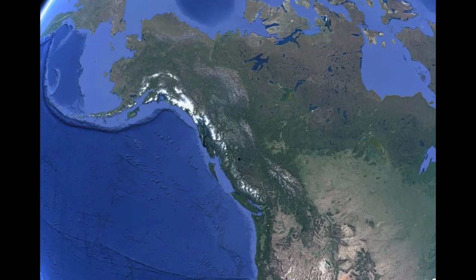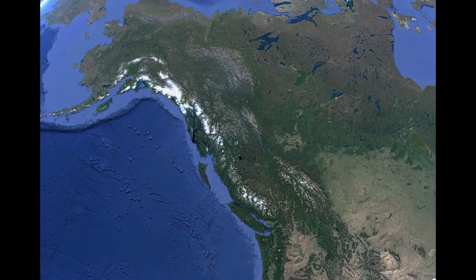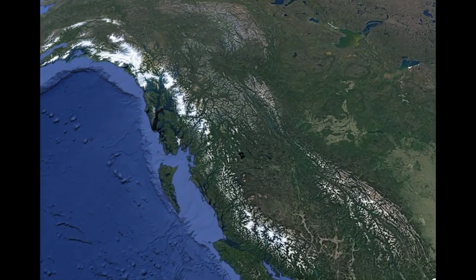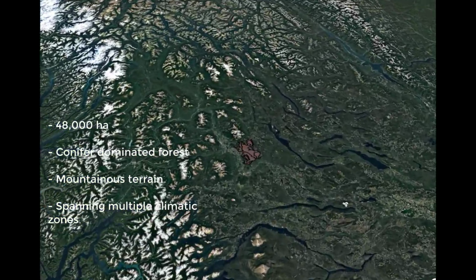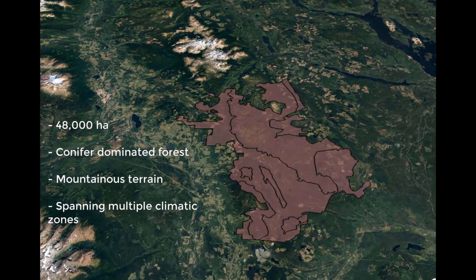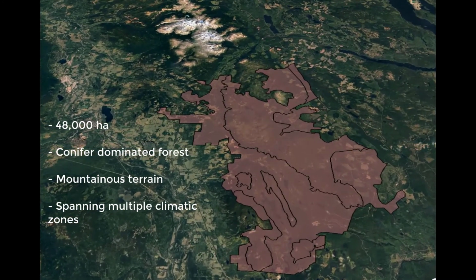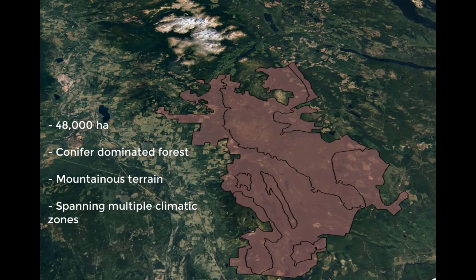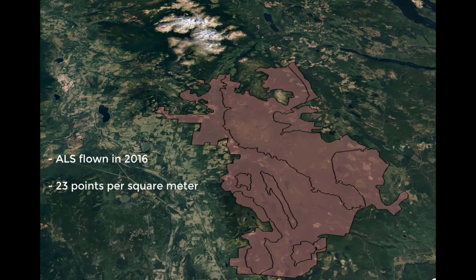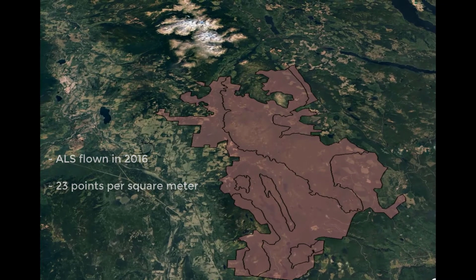Our study region for analyzing the sub canopy is located in northern British Columbia, Canada, near the town of Smithers. The area is 48,000 hectares of conifer-dominated forest, surrounded by mountainous terrain and spans multiple climatic zones. Airborne LiDAR was flown in 2016 for this region at a density of 23 points per square meter.